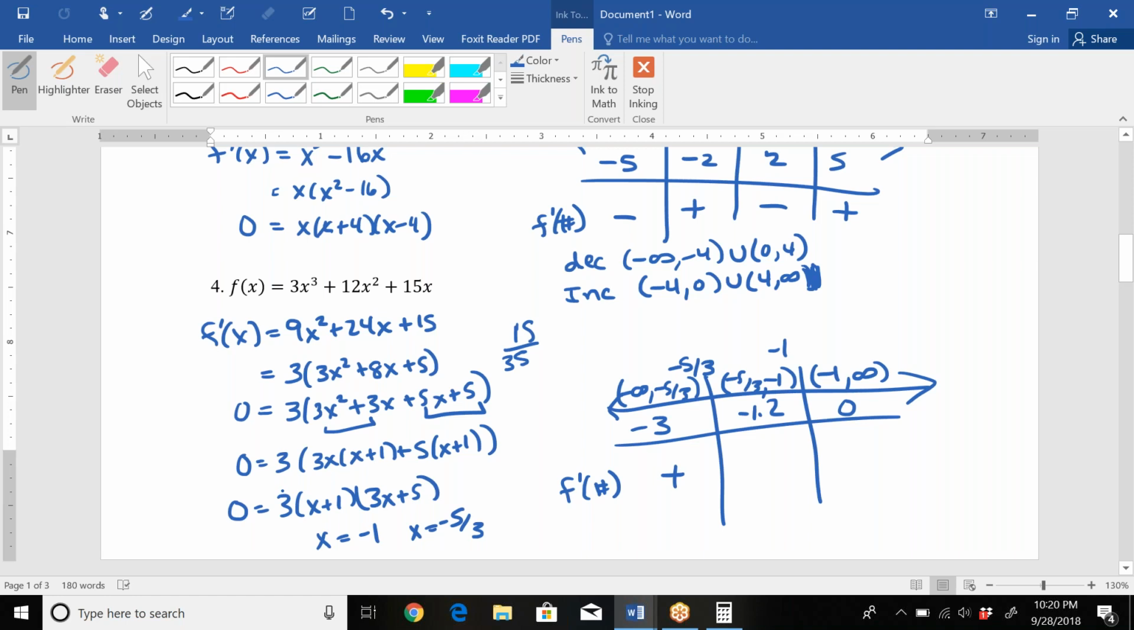3 is going to be positive, negative 1.2 plus 1 is negative. 3 times negative 1.2 is negative 3.6, and you add that to 5 and that actually comes out positive. So that's positive, negative, positive, which means the sign is an overall negative. If you plug in 0, you get all 3 positive things. So we are increasing on negative infinity to negative 5/3, unioned with negative 1 to infinity, and decreasing on negative 5/3 to negative 1.